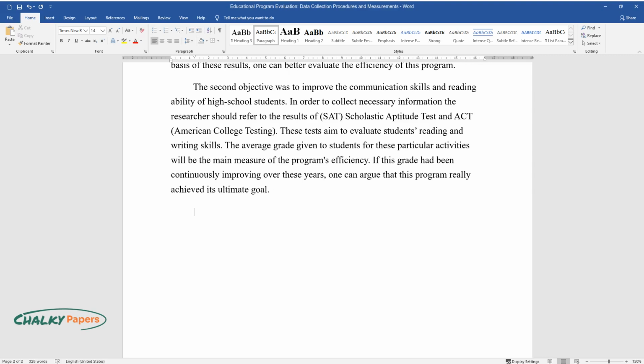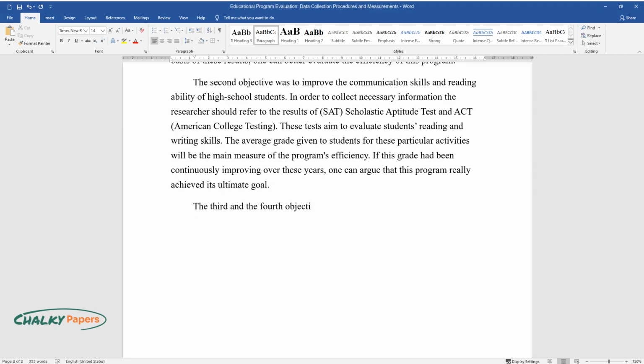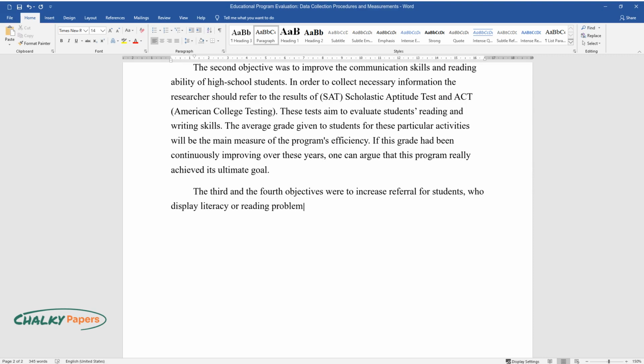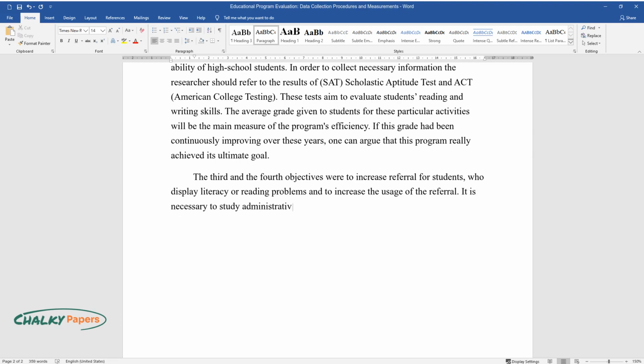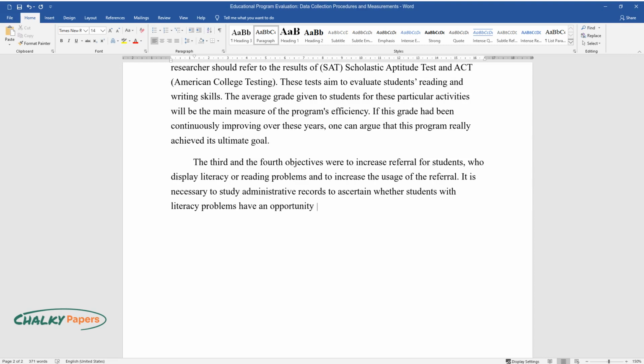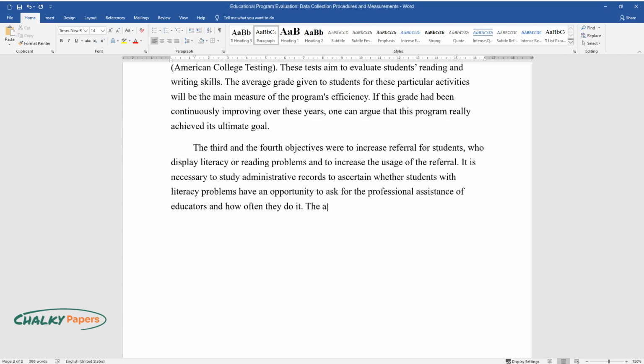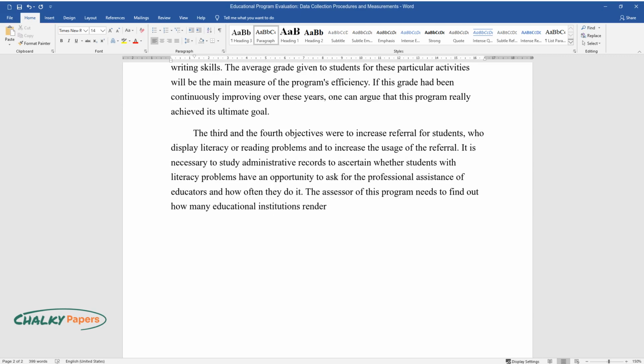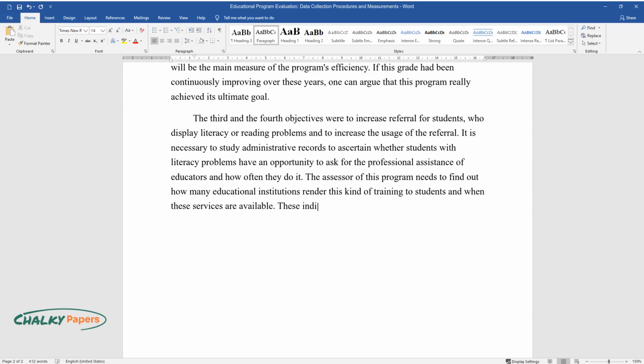The third and the fourth objectives were to increase referral for students who display literacy or reading problems and to increase the usage of the referral. It is necessary to study administrative records to ascertain whether students with literacy problems have an opportunity to ask for the professional assistance of educators and how often they do it. The assessor of this program needs to find out how many educational institutions render this kind of training to students and when these services are available. These indicators will help to assess the efficiency of this program.